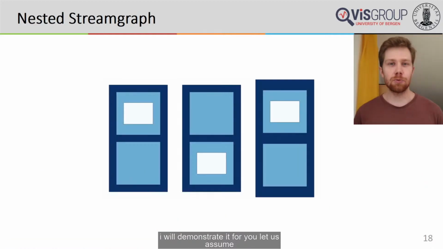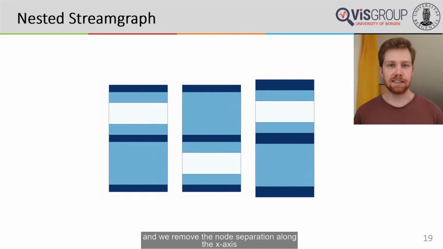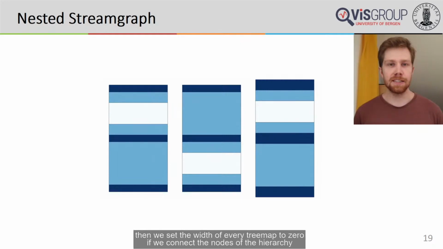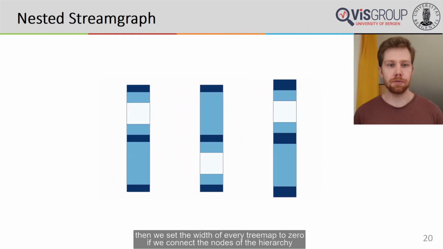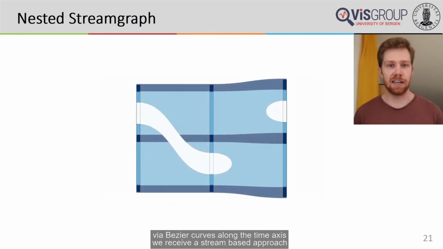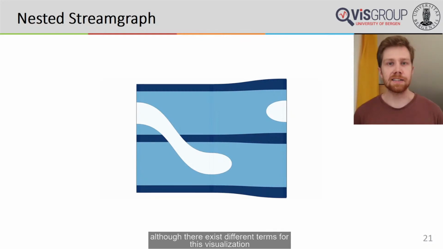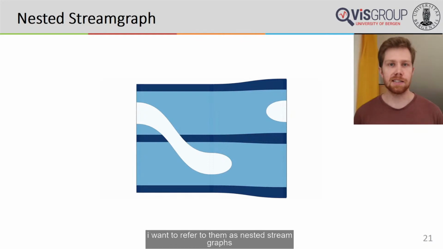Let us assume we display a tree map for every point in time, and we remove the node separation along the x-axis. Then we set the width of every tree map to 0. If we connect the nodes of the hierarchy via Bezier curves along the time axis, we receive a stream-based approach similar to those of Lukaszek and Wittenhagen. Although there exist different terms for this visualization, I want to refer to them as nested stream graphs.